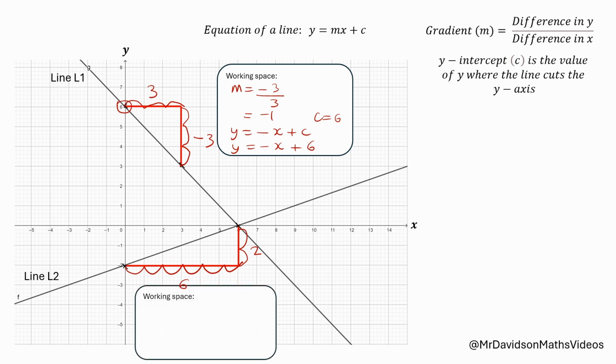Plus 6. So the gradient, m, equals the rise, which is 2, divided by the run, which is 6. And this gives me 1/3. So my equation is y equals 1/3 of x plus c. C, remember, is my y-intercept. The y-intercept is -2, so c equals -2. So my full equation is y equals 1/3 x minus 2.